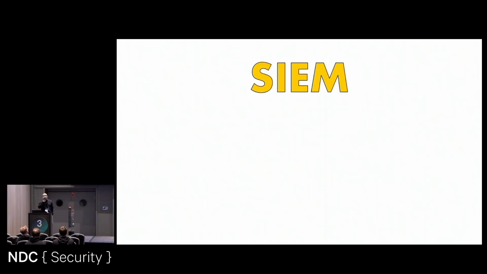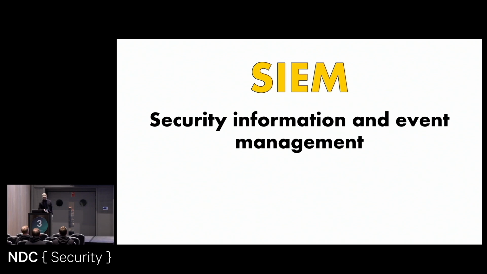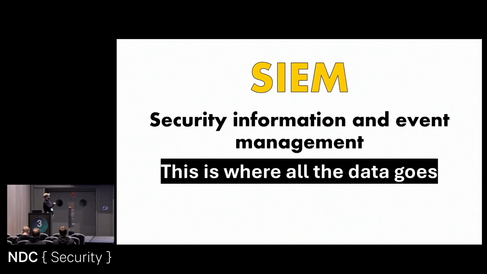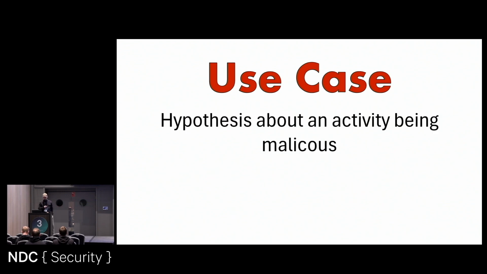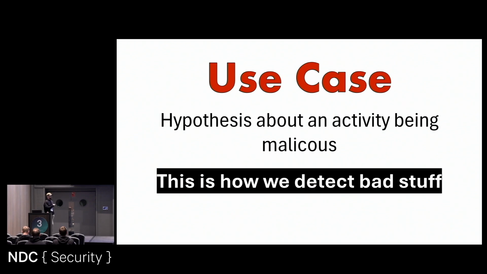Words and phrases. So the first one, probably a lot of you have heard, is SIEM, which is Security Information and Event Management. And what this means is this is where all the data goes. So this is where we take all the logs, we gather them, we parse them so they're searchable. Then we have detections or use cases, or they're called a lot of different things, but this is a hypothesis about an activity being malicious expressed as a query. So this is how we detect bad stuff, by searching the logs in the SIEM tool.